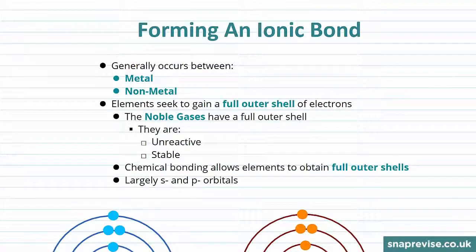Generally, ionic bonding occurs between a metal and a non-metal. Now, elements seek to gain a full outer shell of electrons, and we know that the noble gases have a full outer shell, and this full outer shell of electrons allows them to be both unreactive and stable, qualities that other elements would like to gain. So chemical bonding allows elements to obtain these full outer shells, and these outer shells are largely the s and p orbitals that we met earlier in our video on electrons and electron orbitals.